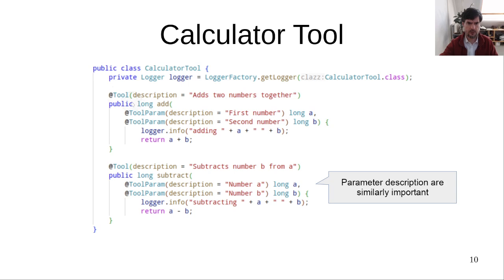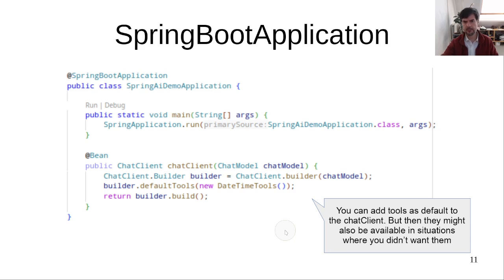Here, we don't just see the tool description, but we also see the tool parameter description. Again, it can be very practical so that the LLM properly figures out what goes where. All right, then in our Spring Boot application here, I'm going to add the tool as a default tool to my builder. The downside is that it might be available in situations where you did not want it. That's a possibility, but for this datetime tool, it doesn't matter that much.